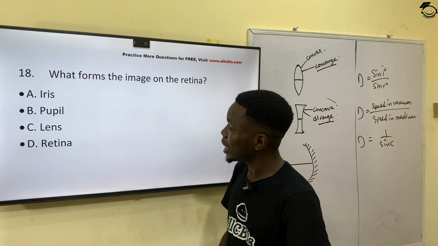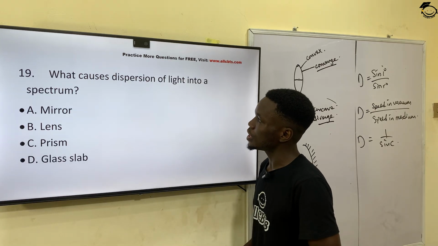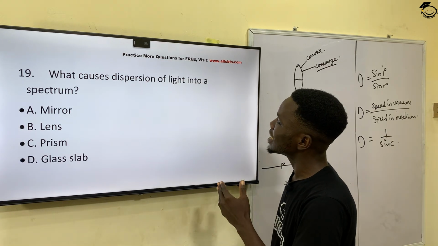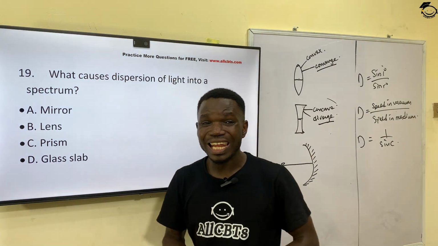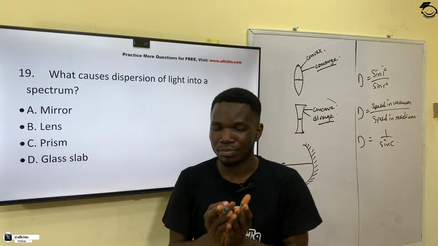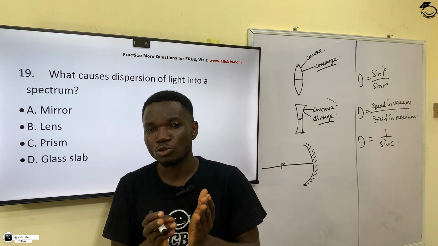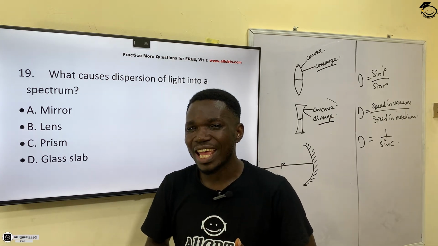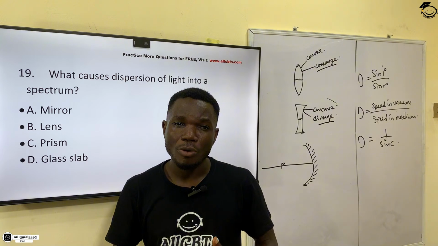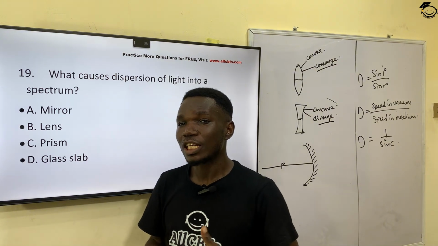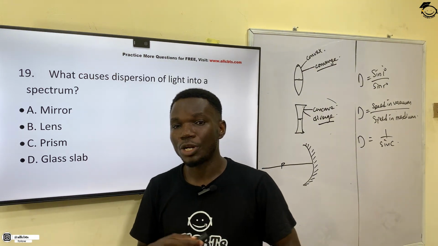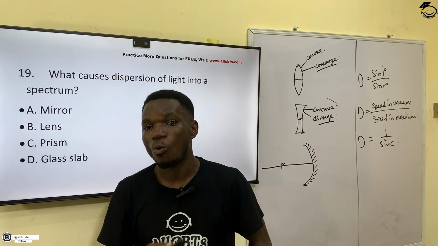option C. So that takes us to question number 19, which is what causes dispersion of light into a spectrum? So when light passes through a prism, a triangular prism to be precise, it forms a spectrum of light where you have different colors of light in the form of red, orange, yellow, green, blue, indigo, and violet.